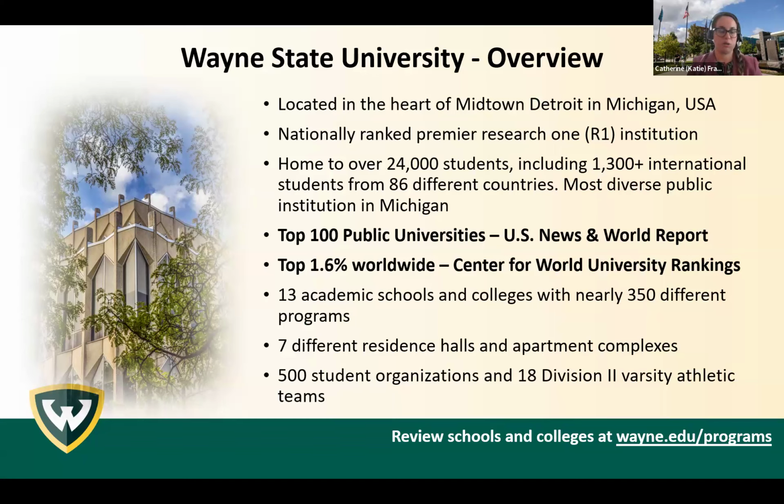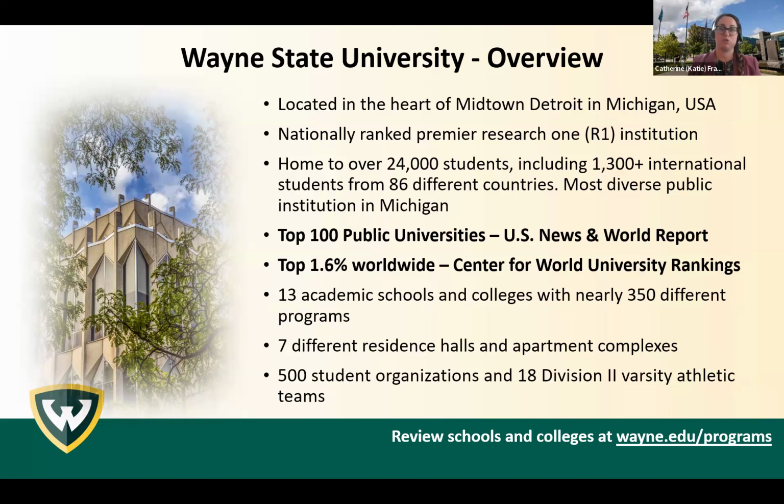So we're an urban university. We're a nationally ranked premier Research One institution. So we have a lot of scholarships for PhD. We have a lot of money coming in for research. We're also home to over 24,000 students, including 1,300 plus international students from 86 different countries. So we're the most diverse public institution in Michigan and the most diverse city as well in Michigan. We're in the top 100 public universities in the US News and World Report, and we're also top 1.6% worldwide, according to the Center for World University Rankings.